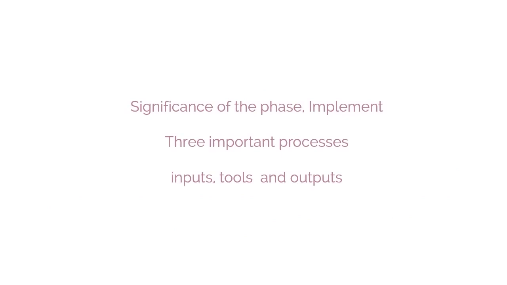So that's it. Let's have a quick wrap-up of what we learned today. We learned the significance of the phase implement and the 3 important processes involved. We've also learned the various inputs and tools being used and outputs generated during the first process called Create Deliverables.